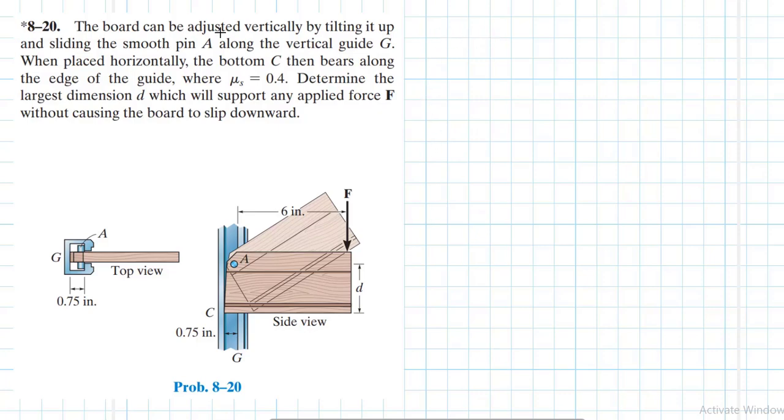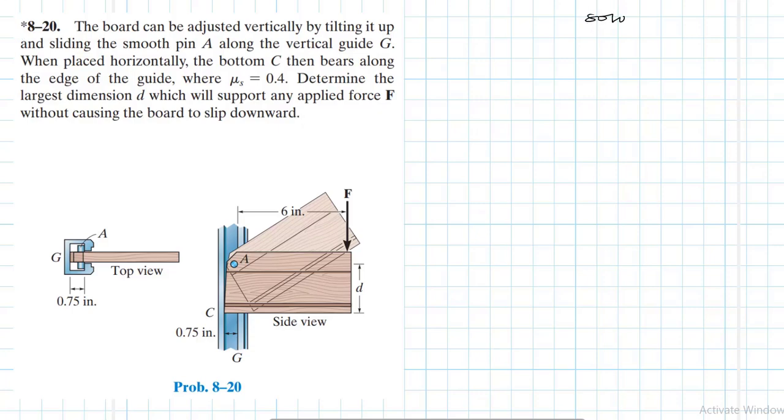The problem reads: the board can be adjusted vertically by tilting it up and sliding the smooth pin A along the vertical guide G. When placed horizontally, the bottom C then bears along the edge of the guide, where the static coefficient of friction mu s is equal to 0.4. Determine the largest dimension D, which will support any applied force F without causing the board to slip downwards.